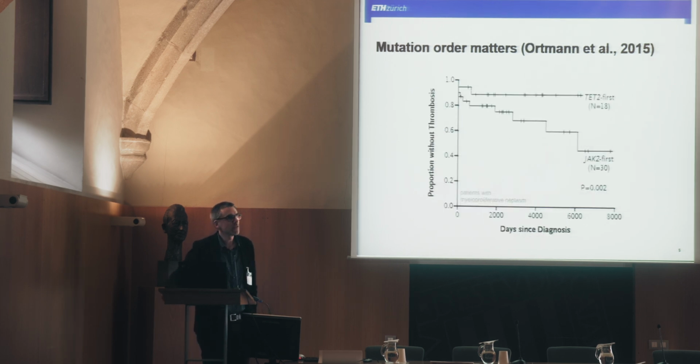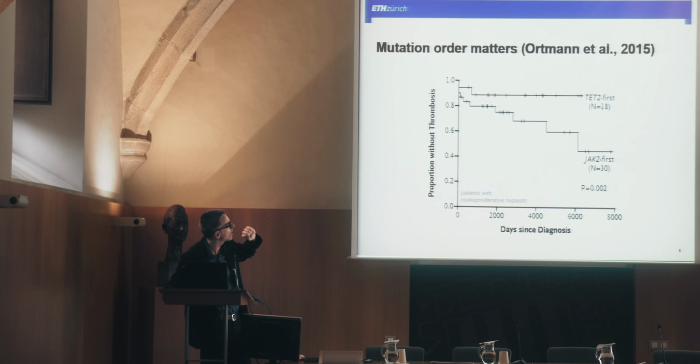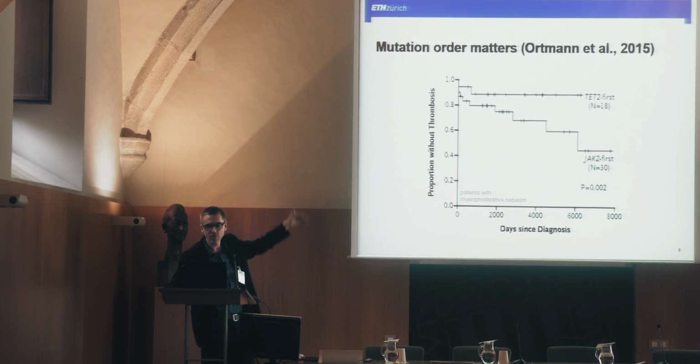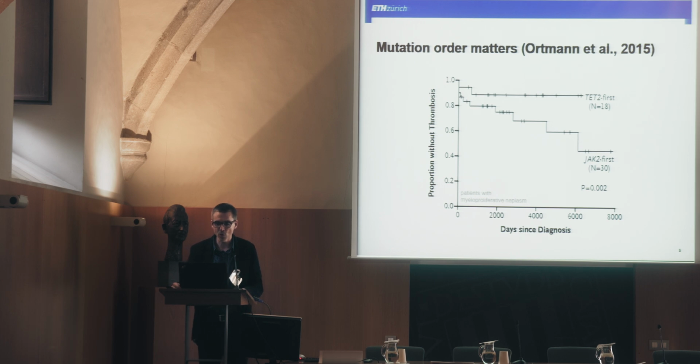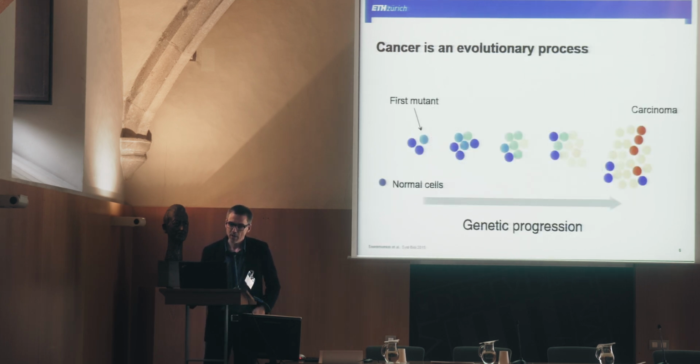And maybe more surprising, the order in which mutations occur can also matter for the outcome. This is similarly the progression of a certain myeloproliferative neoplasm. There are mutations in these two genes, TET2 and JAK2, and depending on the order in which these mutations occurred in individual patients, you again have a vastly increased chance of progressing to the disease. So the diversity matters, and the order in which mutations occur matters a lot.